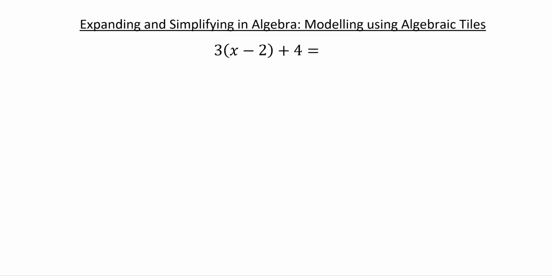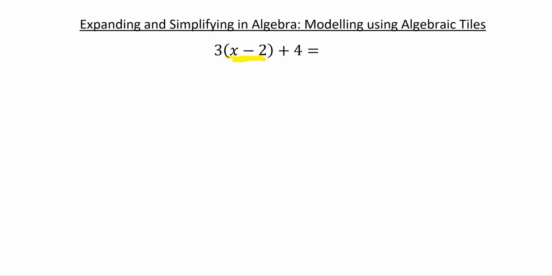Okay, today we're going to be expanding brackets in algebra, which is a bit harder than what we've been doing in previous lessons. So I'm going to use the tiles, that's why it's got modelling using algebraic tiles, like I did for the last video, so hopefully it makes more sense to you. So you'll see here that we have x minus 2 in brackets. So that means we have 3 groups of x minus 2.